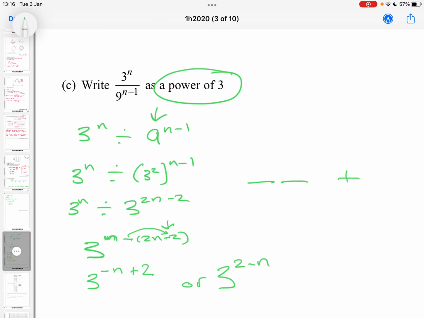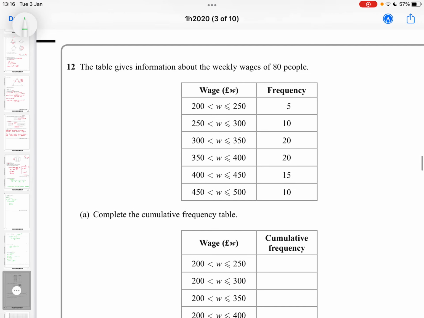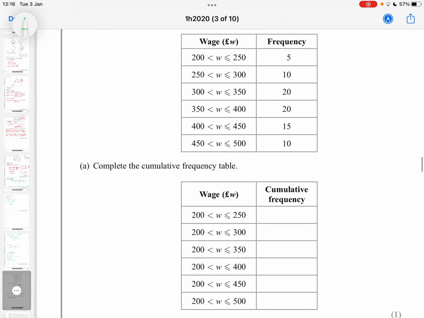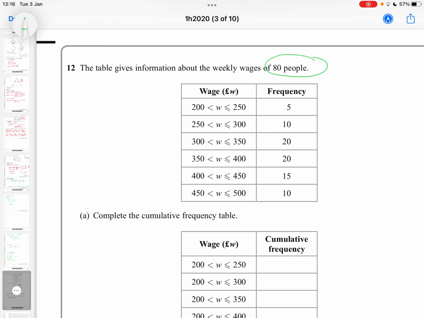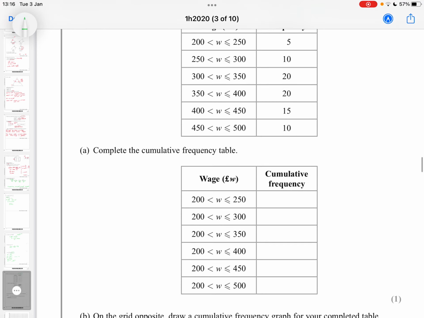Right, the next question then, we are looking at a cumulative frequency. So cumulative frequency, notice how, to give you the clue. So this is talking about 80 people and their weekly wages, and it gives it in a table. So here, notice how it always starts from 200, so it's giving me that clue. So basically you have to add up. So eventually you should have the answer 80 here. Okay, because we're taking into account how many people have from 200 all the way to 500.